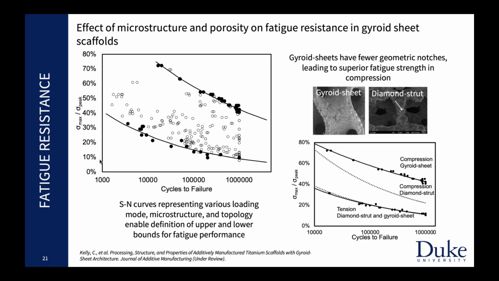So you're introducing all kinds of defects. You get all these great properties out, but then you've got to really design your structure to accommodate fatigue in the way you want. And we've also found that the gyroid sheet structure in compression has much better fatigue properties than the strut-based, by about a factor of 3 or 4. So it's a pretty big difference.